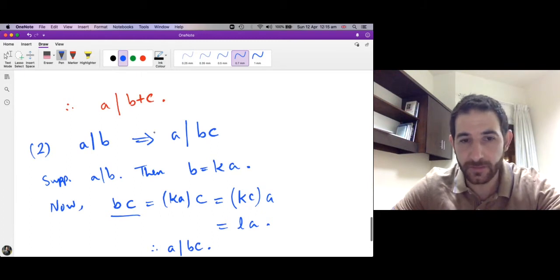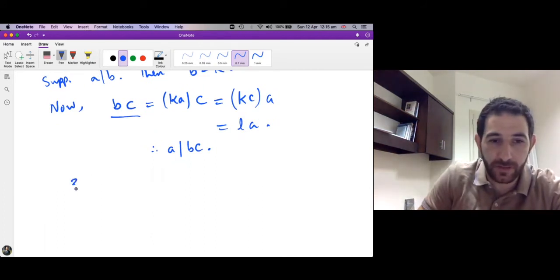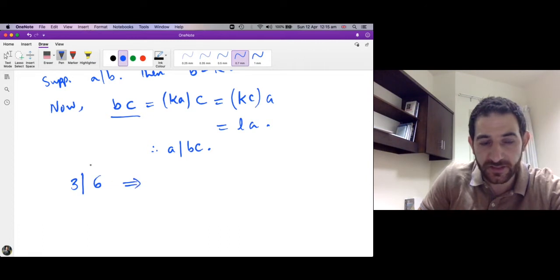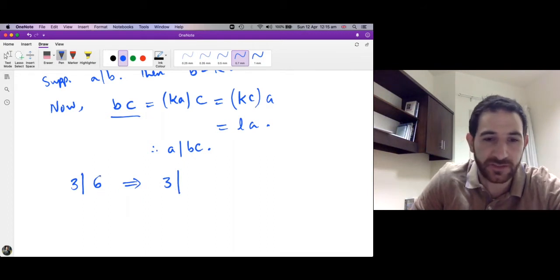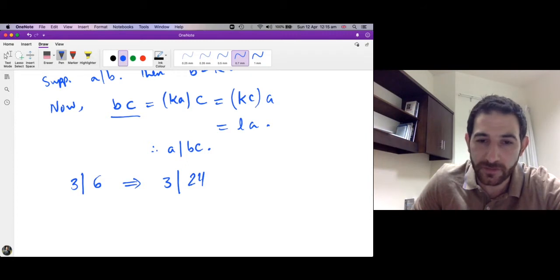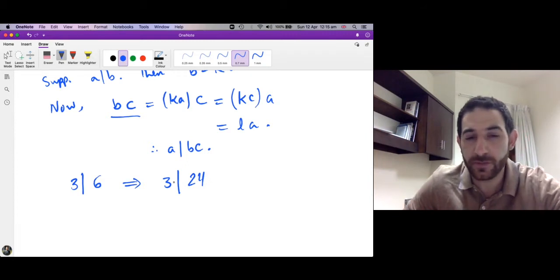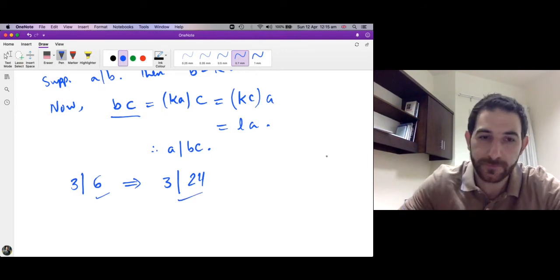If A divides B, then A divides any multiple of B. An example of this: 3 divides 6, and this is true because 6 is equal to 2 times 3. Now check that 3 divides any multiple of 6. So 6 times 4 is 24, say. So 3 divides 24 because 24 is equal to 8 times 3. Okay, so this is true and this is true.